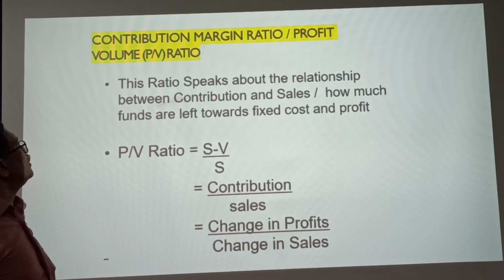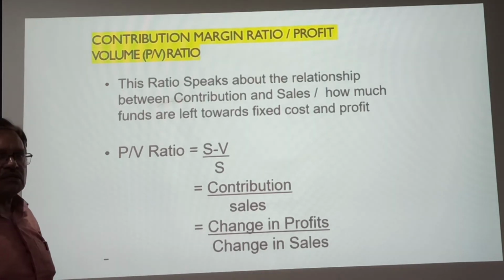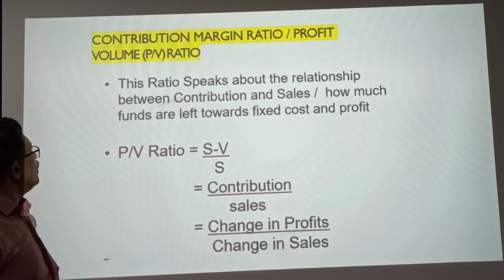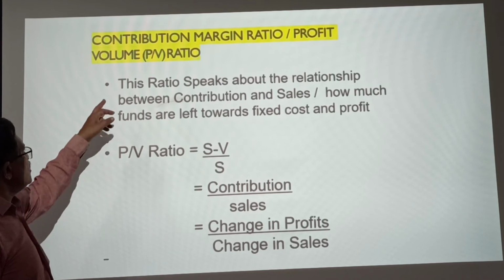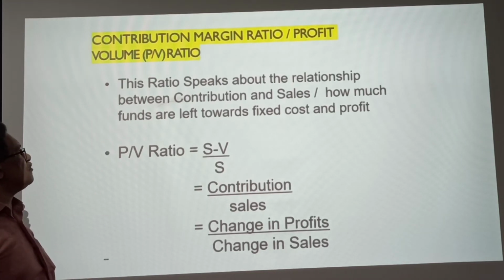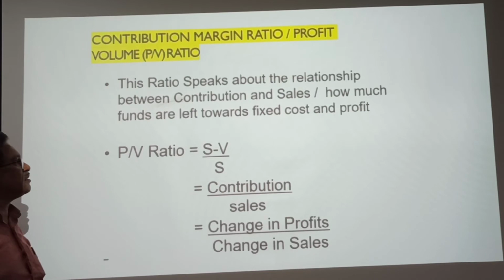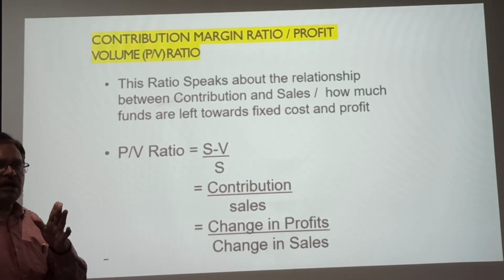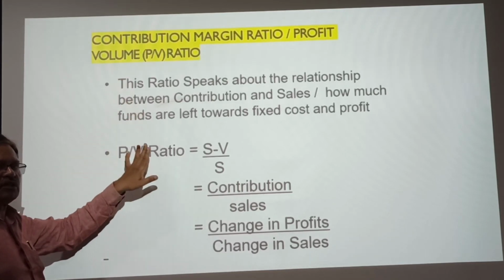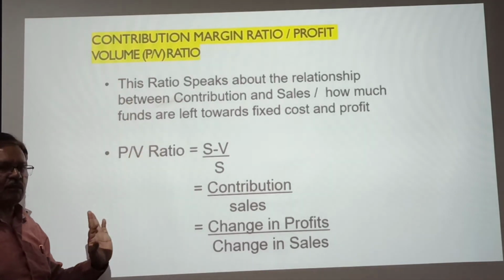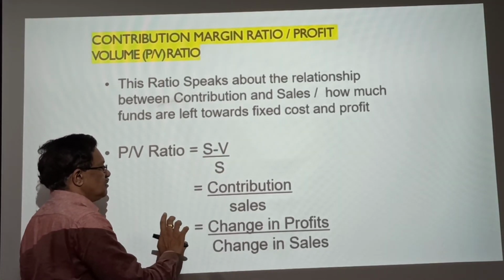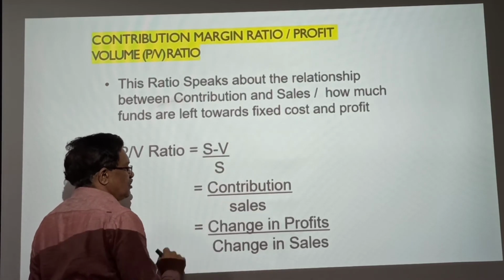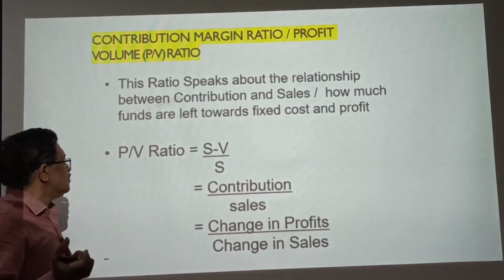One of the important concepts is what is known as the PV ratio. This is also called the C by S ratio. This ratio speaks about the relationship that exists between the contribution and the sales. How much funds are left towards fixed costs and the profit we'll be able to understand by knowing this PV ratio. PV ratio by formula is nothing but S minus V by S. S minus V is nothing but contribution. Contribution by sales gives us what is known as the PV ratio.